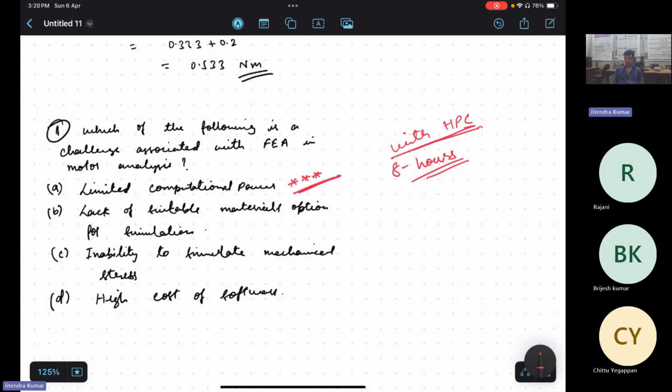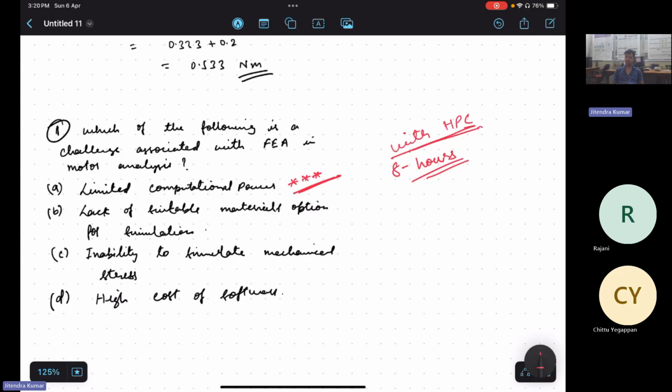So the second option, the first option we agree is a major limitation, right? Now the second option is a lack of suitable material options for simulation. Have you faced this issue? Yes, sir. We are also facing the same issue.